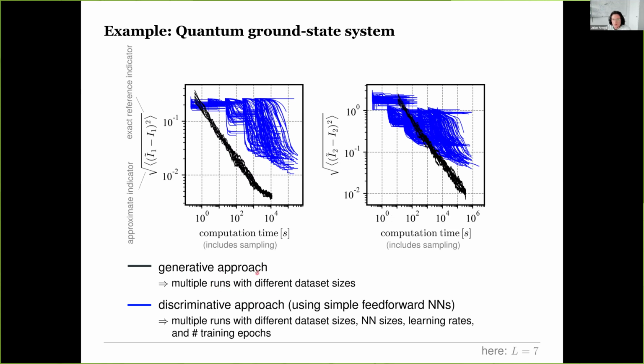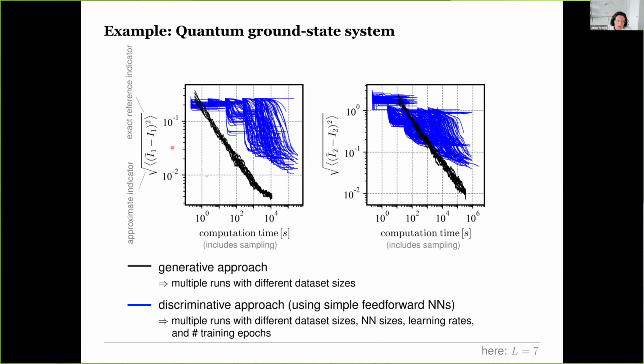So in the generative approach, you see we also have multiple black lines, and they correspond to different data set sizes. That's why we can have different computation times. That just corresponds to making the data set larger and larger. And in the discriminative approach, we use a simple feed-forward neural network. There we also vary the neural network sizes, the learning rates and the number of training epochs. So the blue lines really correspond to different runs with different dataset sizes, as well as neural network hyperparameters.